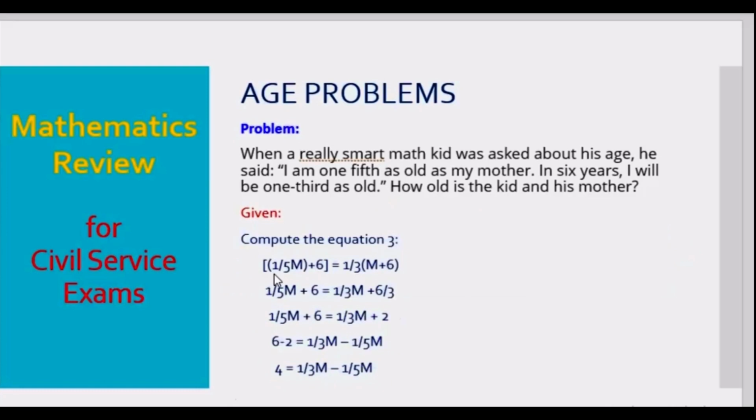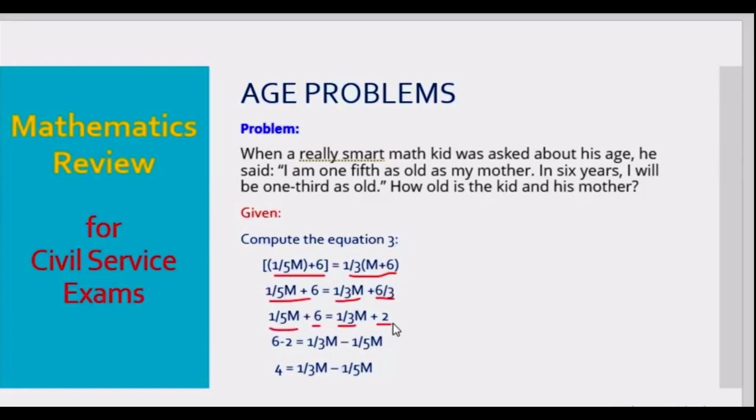We have to compute. 1/5 M plus 6, the age of the kid, is equals to 1/3 of the age of the mother 6 years from now. So I'll just rewrite here 1/5 M plus 6. So here I just apply the 1/3 to M plus 6. So first, 1/3 times M is equals to 1/3 M, plus 1/3 times 6, which is equals to 6/3. Okay, I'm just rewriting, I mean, 1/5 M plus 6 is equals to 1/3 M.